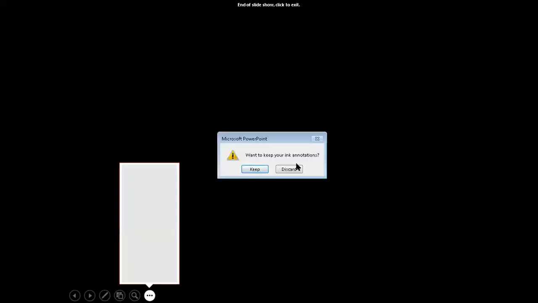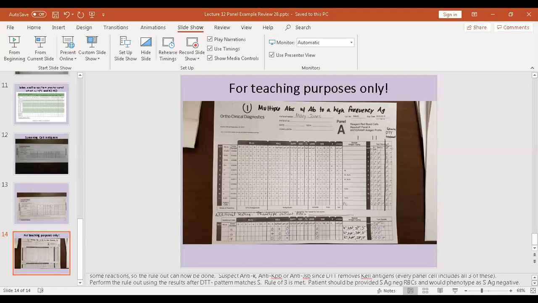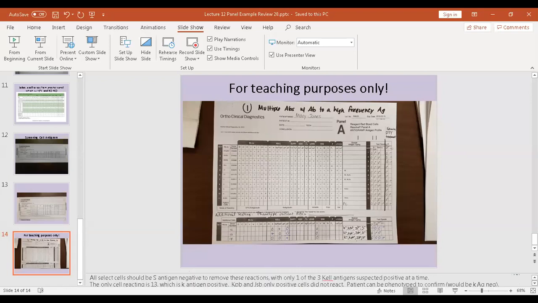Okay, I'm going to end my show. If you want to read more about this, you can look at this as well. When you exit slideshow, you're going to see my notes here, and this is basically everything that we talked about.